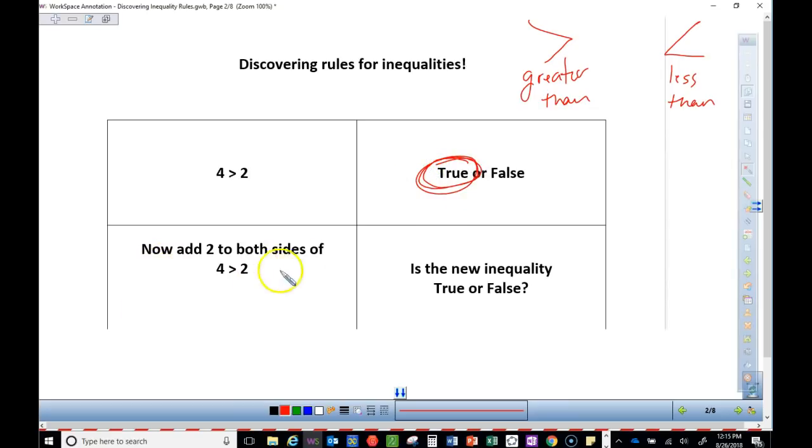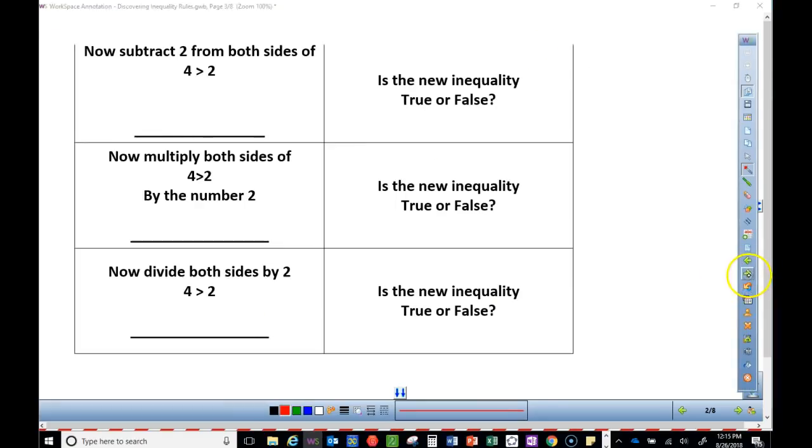Now we're going to add 2 to both sides. So this is kind of like an equal sign. Adding 2, so we're keeping it balanced. Now we have 6 is greater than, don't change this symbol, 4. 6 is greater than 4. Still true. Okay. So we can add to both sides of an inequality and it keeps its trueness. So we need to make sure everything stays true.